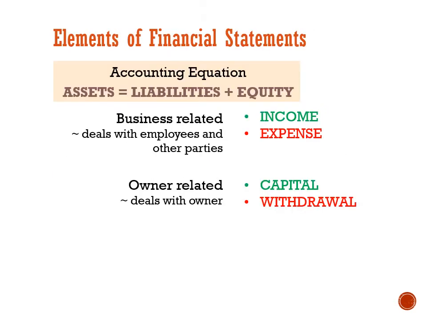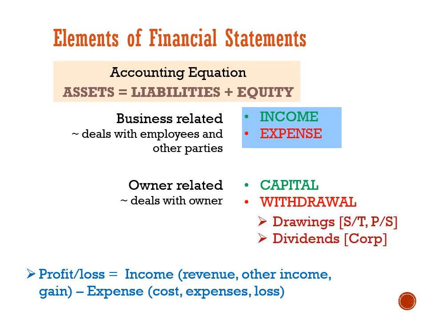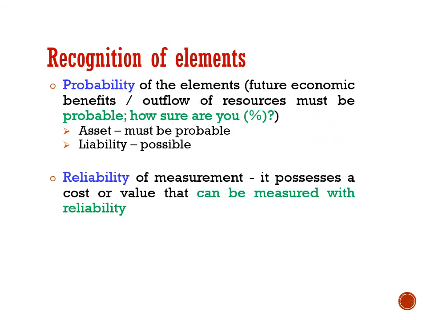So, just to put everything in perspectives, we have all the 5 elements: asset, liabilities, and equity. Where under equity, we have income and expenses that are business related and capital and withdrawal that are owner related. By deducting expenses from income, we will get either profit or loss. And for withdrawals by owner, if we are sole traders and partnership, we call it withdrawal or drawings. For corporation, we call it dividends. Then we need to talk about recognitions of these elements.